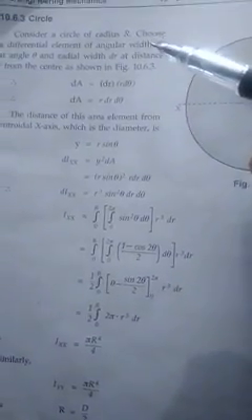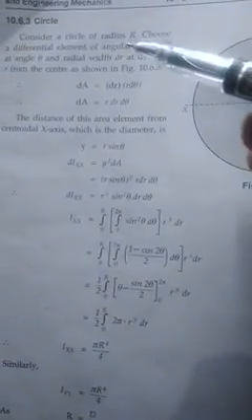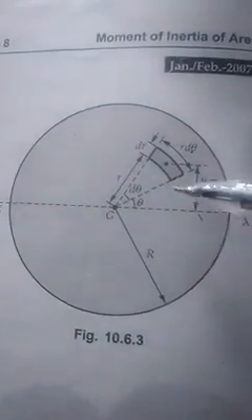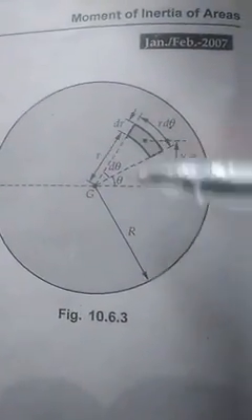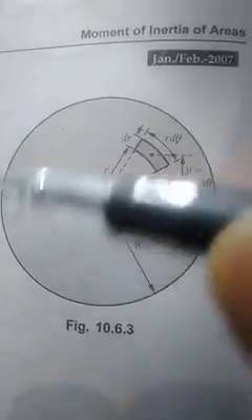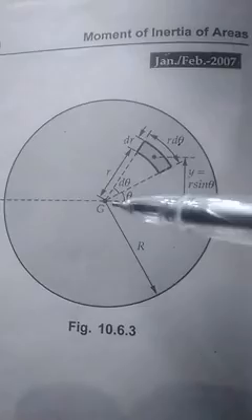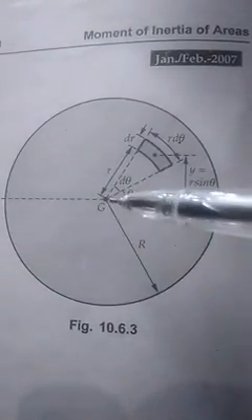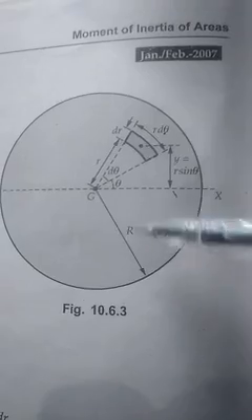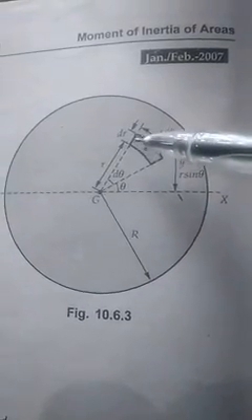Next we are finding the moment of inertia of the circle. In this, it is a circle with radius r. So if you consider the total circle, you have the radius r. In this you have to take the smallest element.